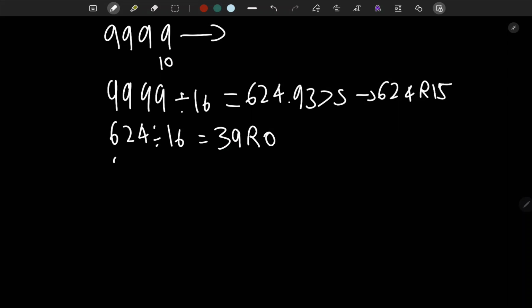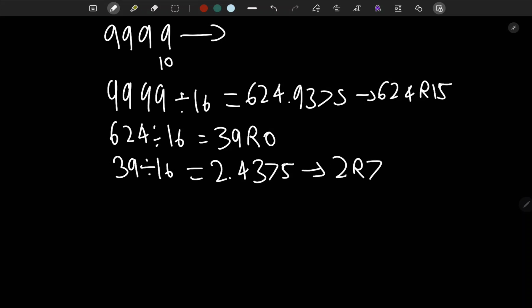And continuing on, so 39 now divided by 16 is, we don't stop until we get the quotient to be 0, not the remainder. So the next is 2.4375, and this is the remainder of 7. Continuing on, so 2 divided by 16 now is gonna be 0, remainder is gonna be 2. So now we go up, this is also remainder 0, and this is 0.